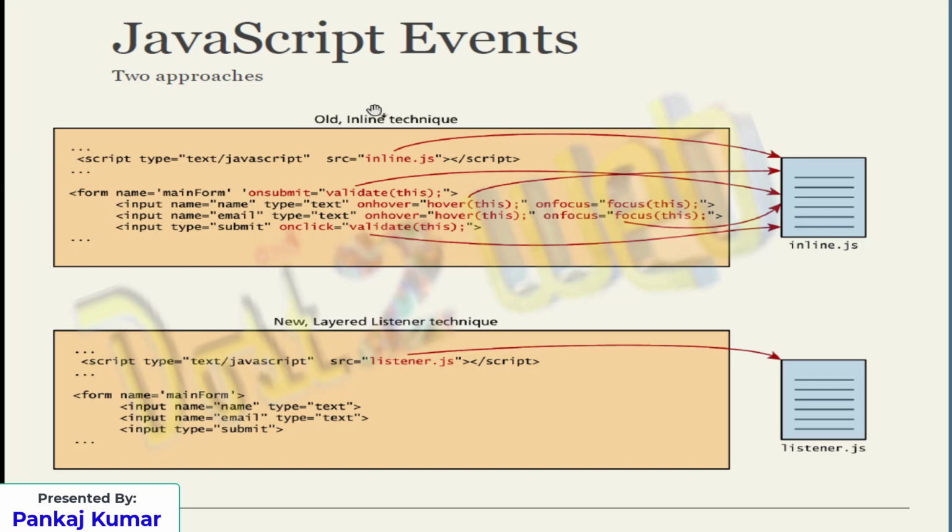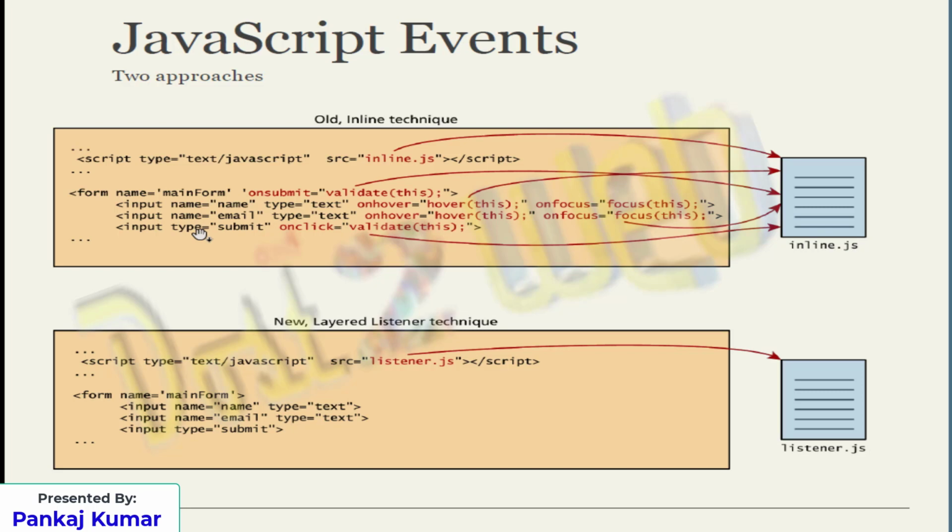You can see here that when you are going to use events, we have two different approaches. One is the old technique we were following, and you can see both here. Here I have used a script tag, and I am using the source equal to inline.js. That means you have written the code in inline.js, a JavaScript file, and you have written some code there.